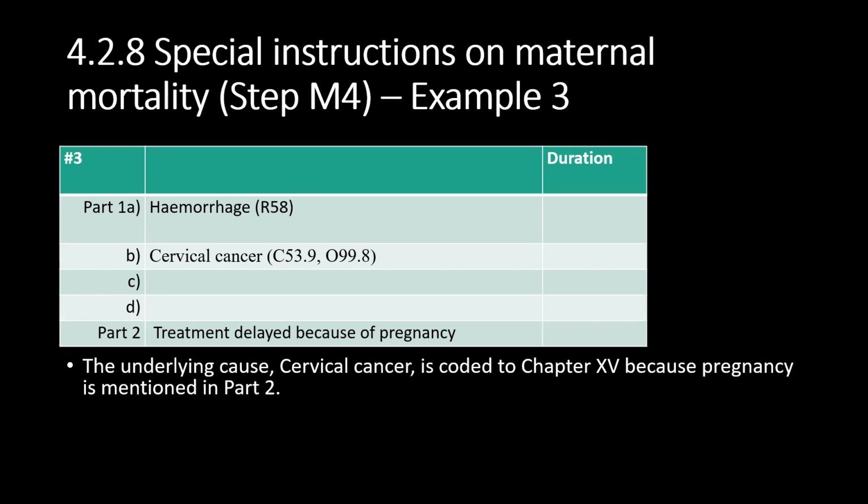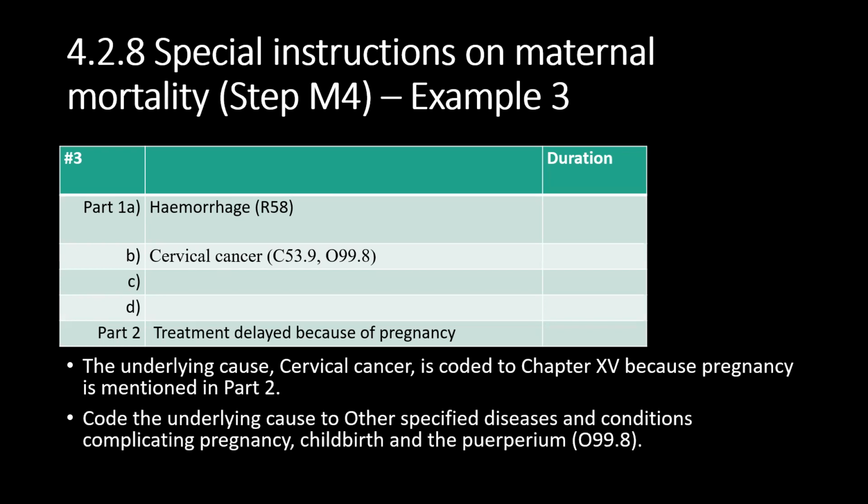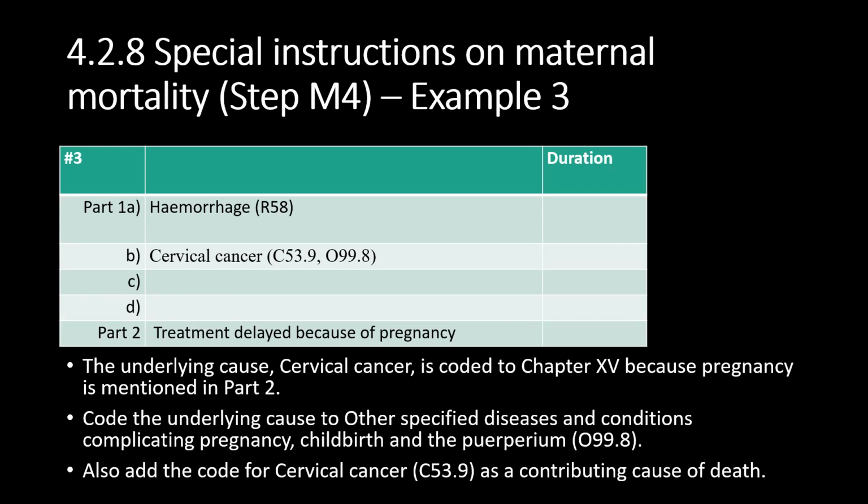The underlying cause, cervical cancer, is coded to Chapter 15 because pregnancy is mentioned in Part 2. Code the underlying cause to other specified diseases and conditions complicating pregnancy, childbirth, and the puerperium, O99.8. For multiple cause coding, also add the code for cervical cancer, C53.9, as a contributing cause of death. This death is also due to an indirect maternal cause.